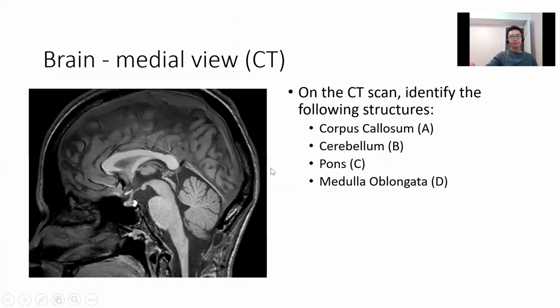Okay, this is a CT scan. Let's find everything we can. So the corpus callosum is probably the easiest to identify. There we are. That is the corpus callosum. Cerebellum is also quite easy to find. It's this thing right here. Cerebellum. Pons and medulla oblongata. Okay, right here.